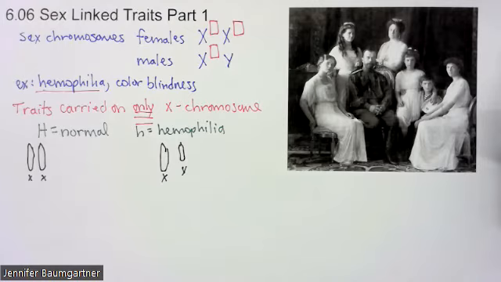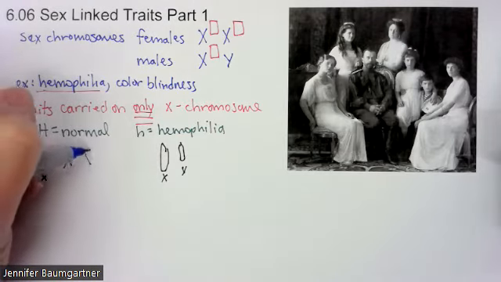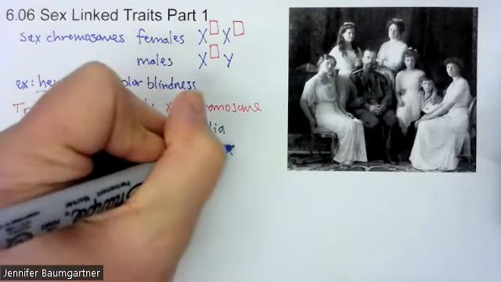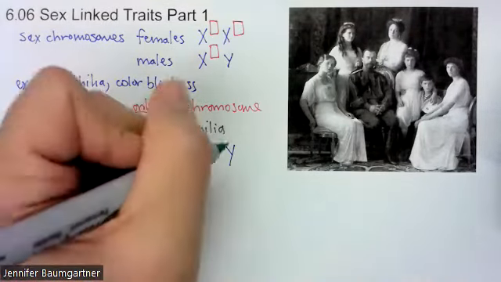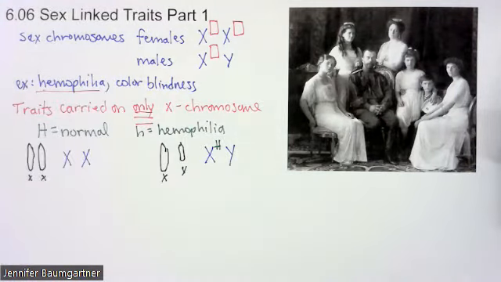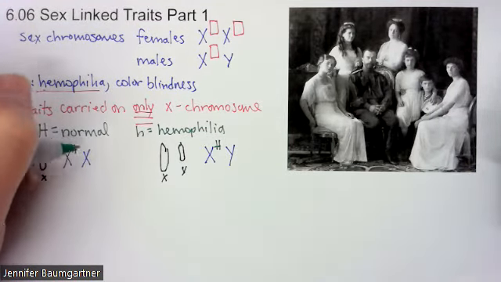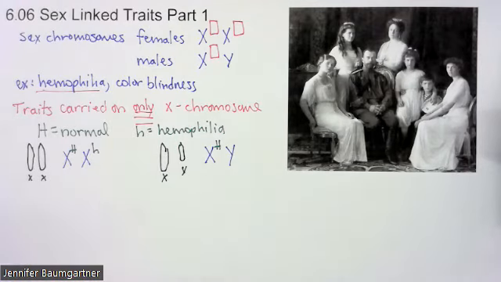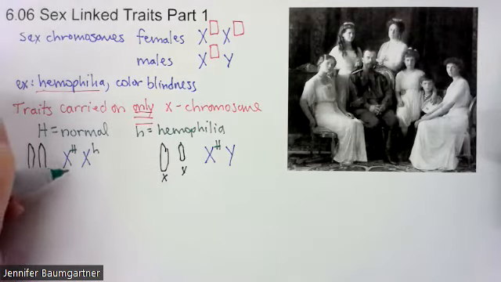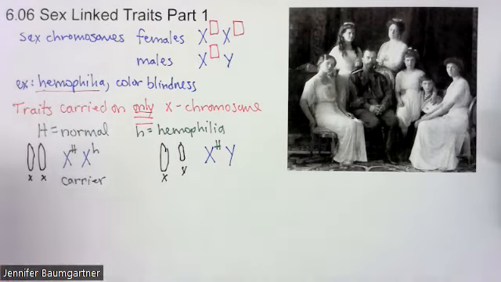So what happened was the Tsarina had her 2 X's, and the Tsar had an XY. The Tsar was normal, so he had a normal gene there. But Tsarina had an allele for hemophilia. She was what's called a carrier. So when you have one of the alleles, a recessive allele, this is called being a carrier because you carry the disease, but you do not show it.